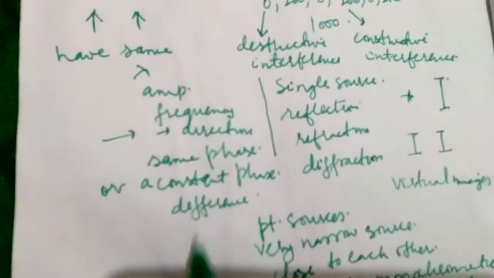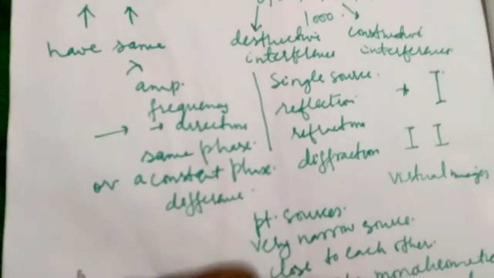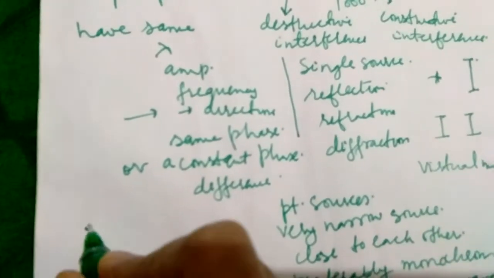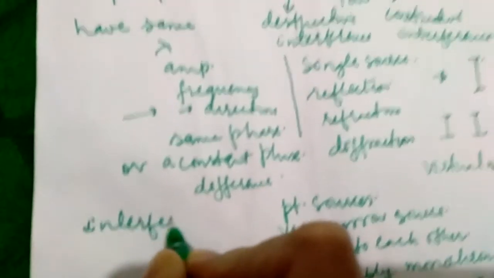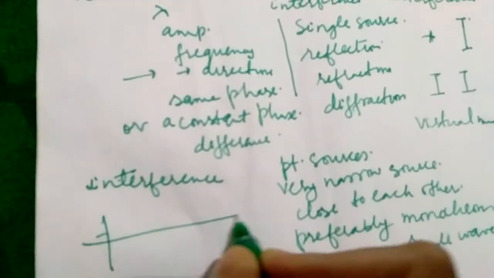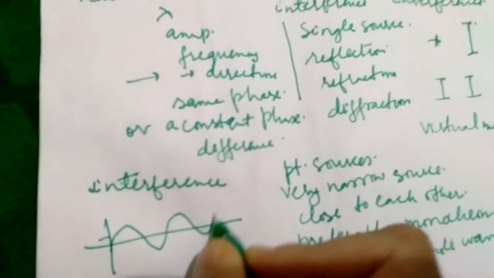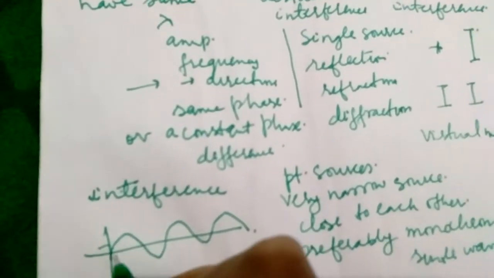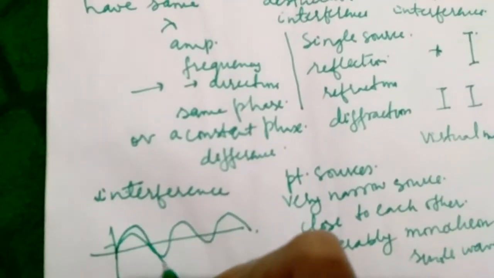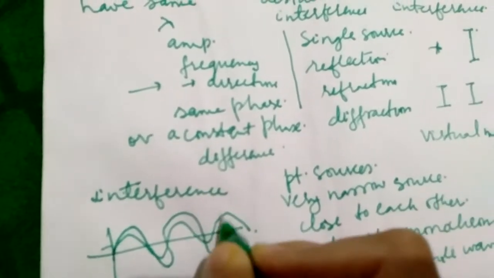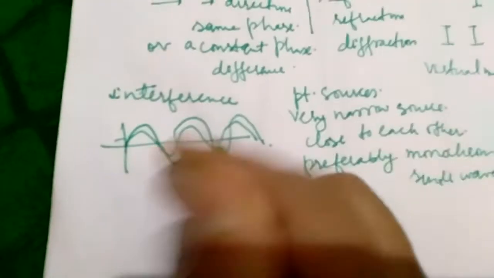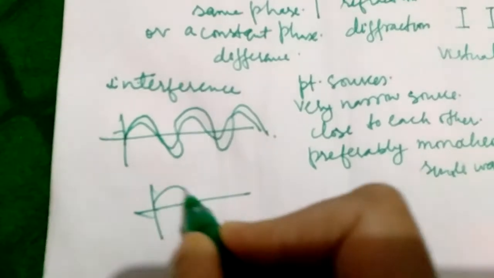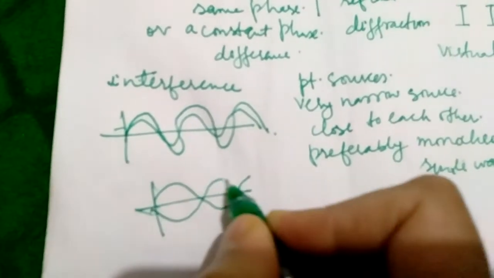So once these coherent sources of light superimpose, they produce interference. And that interference gives us two patterns. One is constructive and another is destructive. All of you know that if we plot the graphics of a wave, it's like this. In case of constructive interference, the crest and crest of two waves, they superimpose. In case of destructive interference, a crest falls on a trough of another wave.